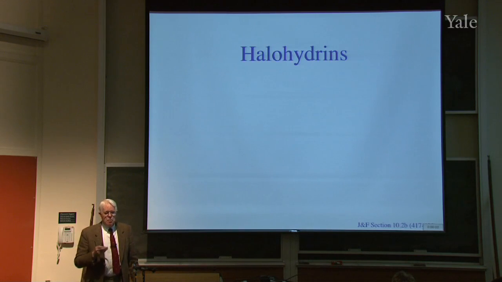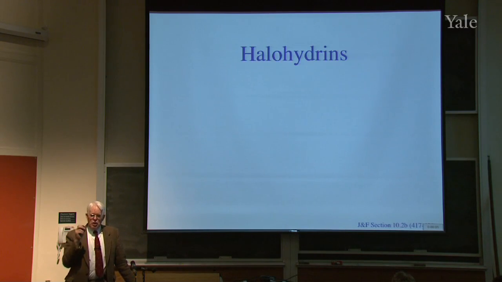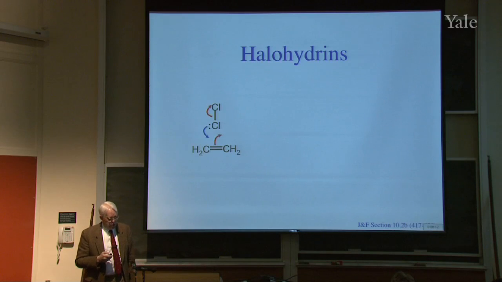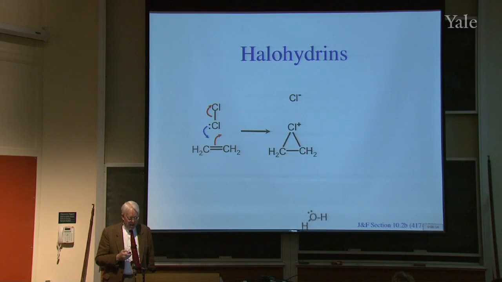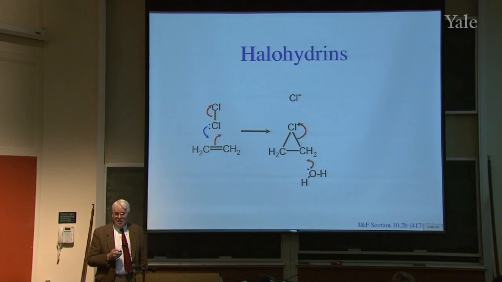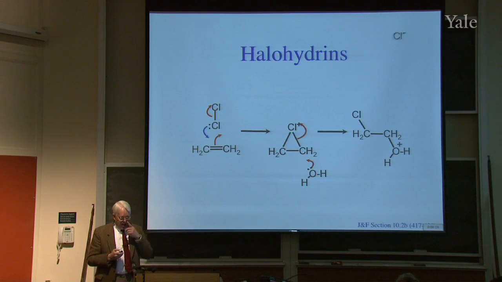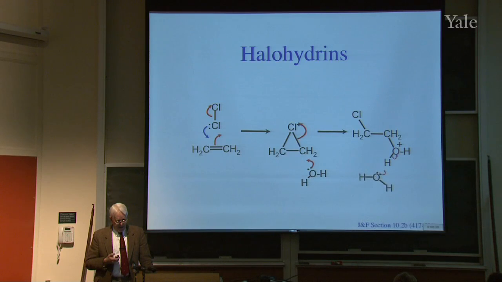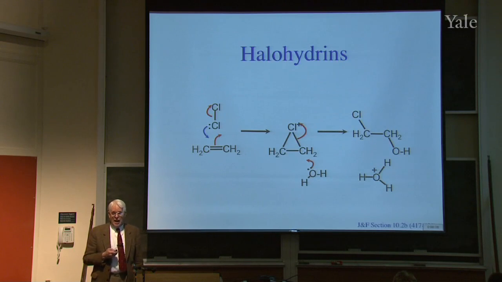Now, remember, since it's two steps, the nucleophile in the second step doesn't have to be the chloride. It could be some other nucleophile. For example, you could do this reaction, generate that intermediate, but then have water come in and be the nucleophile, in which case the chloride would go away and you'd lose the proton. So the product not shown is HCl, but you have the compound that's called a halohydrin.